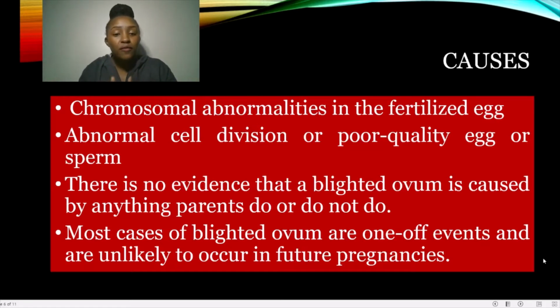There is no evidence that a blighted ovum is caused by anything the parents did or did not do. So there is nobody to blame for a blighted ovum. In most cases, the blighted ovum will be just a once-in-lifetime occurrence and therefore may not occur again in the pregnancies of that woman. But in some very rare cases, you may have one woman having multiple cases of blighted ovum.